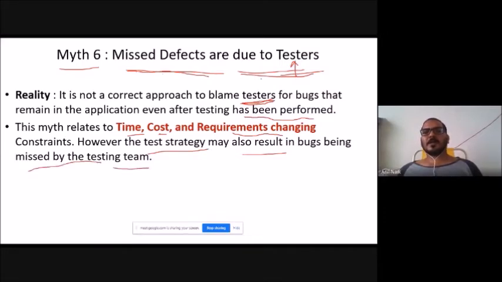So missed defects are due to the testers. We should not blame only the tester, saying that only because of you the software is not working properly. This is one of the misconceptions. There are many parameters that affect it. We should give more time for the testing, and that really affects the cost also. If you give more time, the cost increases, and if you change the requirements, then that also affects the software. So missed defects are due to the tester is one of the misconceptions.